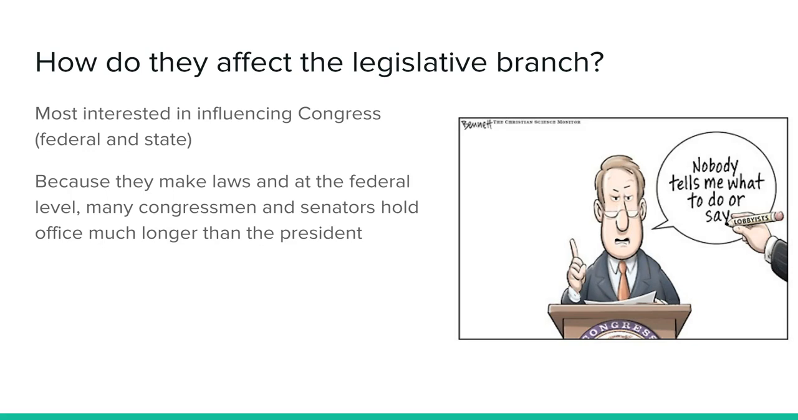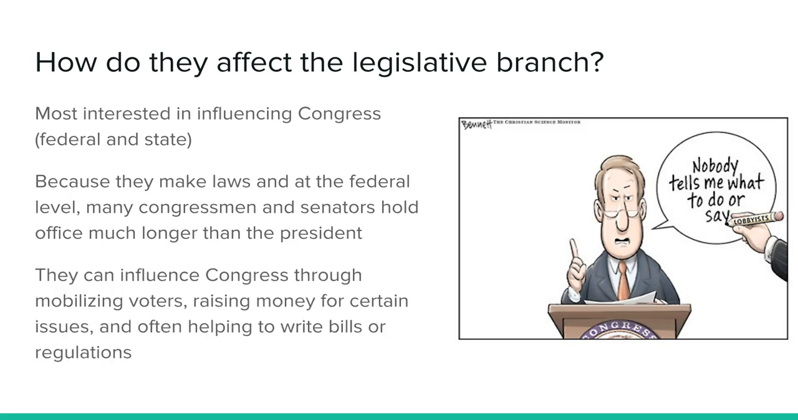And if you can influence a congressperson or senator to vote your way, and they stay in office for many, many years, they're going to be a strong ally to have. Interest groups can influence Congress several different ways. They can mobilize voters. So if Congress people see that lots of voters care about an issue, the interest group will make them aware of that, and Congress people may go a different way so they do not lose an election. Interest groups can also raise money to promote certain issues.